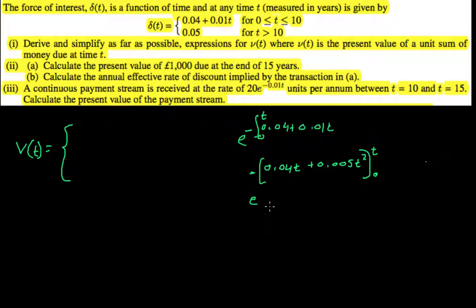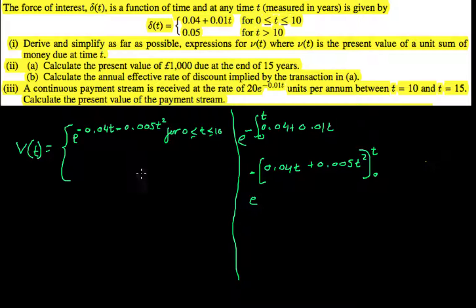So now we can just sub in t into all of that, which is going to be itself, and then minus 0 subbed into the t values, which is just 0. So it's really just this multiplied by the negative. So that's going to be e to the negative 0.04t minus 0.005t squared. Okay, so it looks pretty good, and that's for when 0 is less than or equal to t, which is less than or equal to 10.